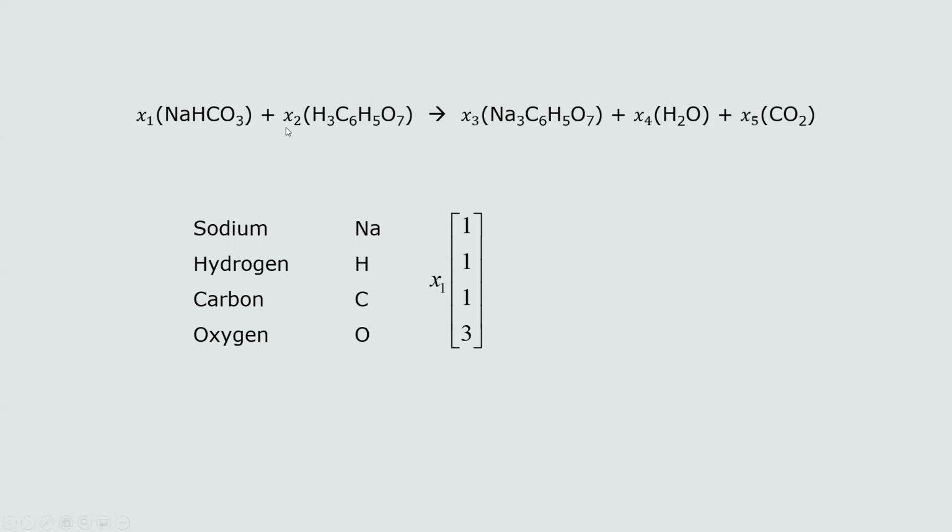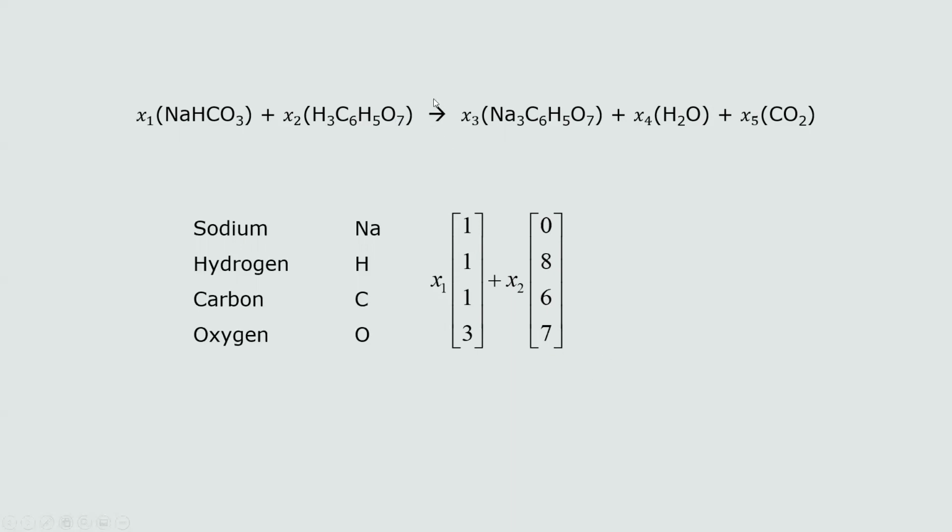Let's look at the next one. So H3C6H5O7, I have 0 sodiums because there's no Na in there. For hydrogen, I have H3 and H5, so I have a total of 8 hydrogen. So I'm going to put an 8 in my vector for hydrogen. I have 6 carbons, so I put a 6 in the vector, and then 7 oxygens, so I put a 7 in the 4th entry of the vector.